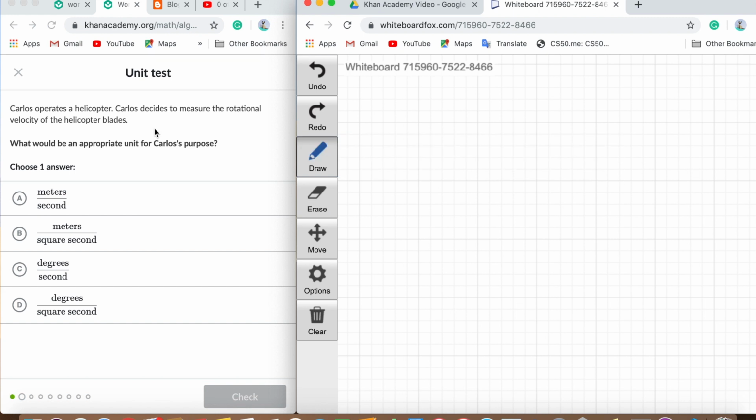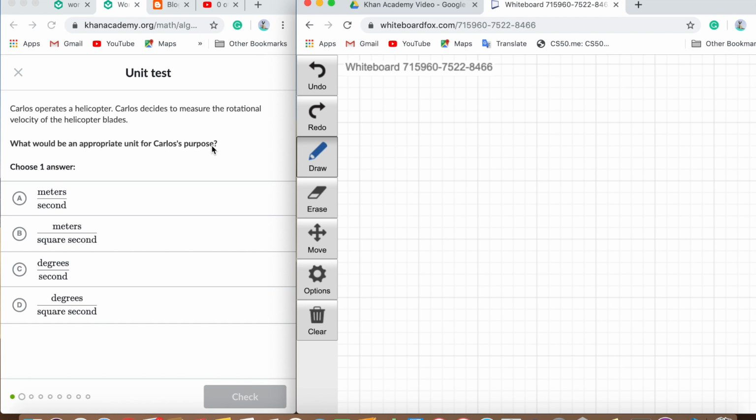Second question. Carlos operates a helicopter. Carlos decides to measure the rotational velocity of the helicopter's blade. Okay, so rotational. So here's something I want to do. So there's no such thing as a square second. I don't think there's really a thing called square second. I don't even know that. So it should be meters over second or degrees over second.